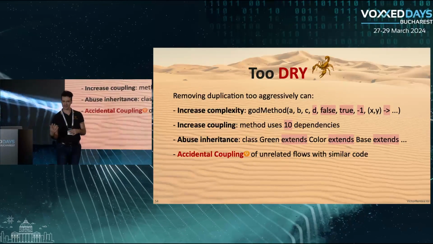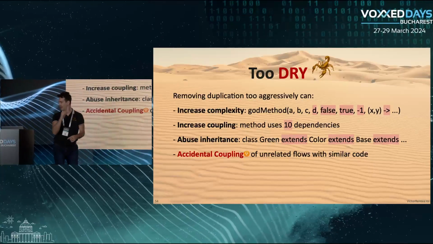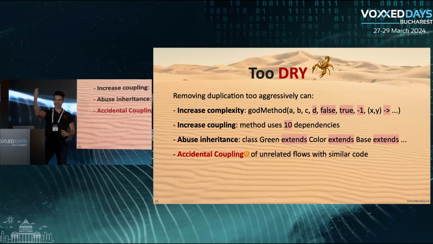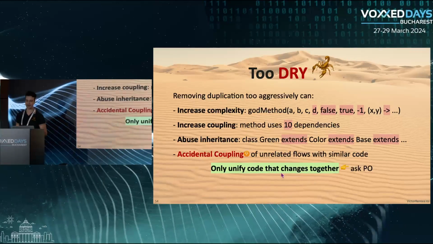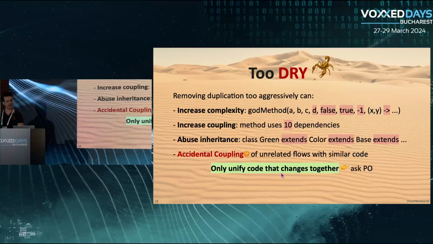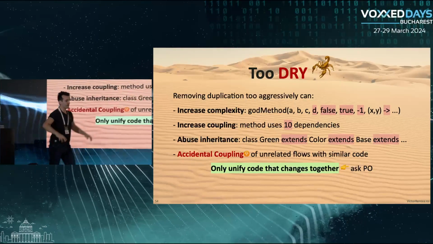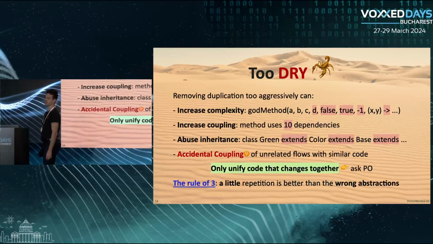Do you see the legacy coming in? I have a legacy code. Rising, the rise of the empire. So only unify code that will change together. Don't start extracting just because the code seems to be similar.